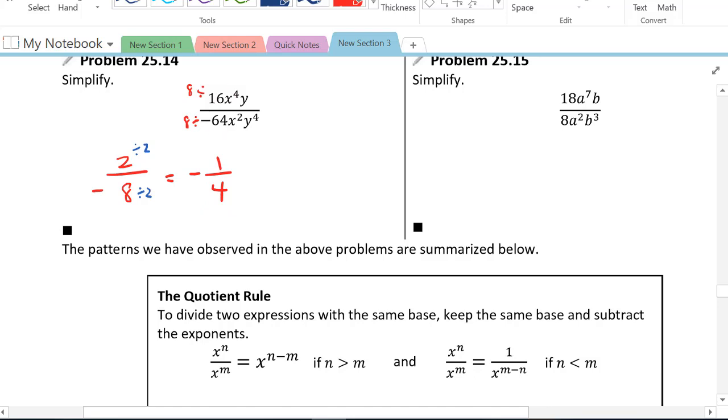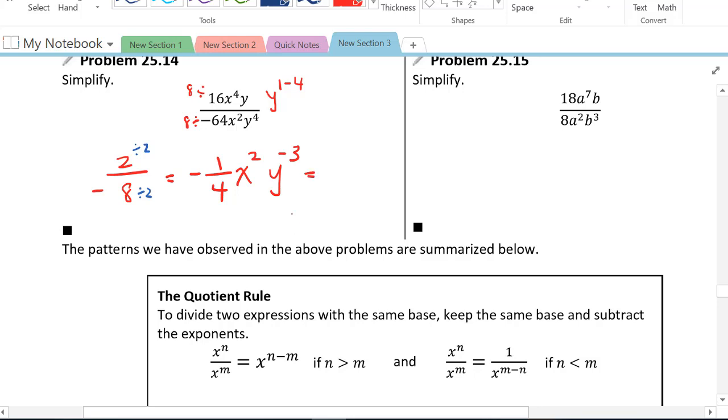We took care of the fraction, the numbers, now we do the x's. So that's going to give us x to the 4 minus 2, which is x to the second. And then we do y. Remember, there's an imaginary 1 on the y, so it's really y to the 1 minus 4. So what's that? y to the negative 3.